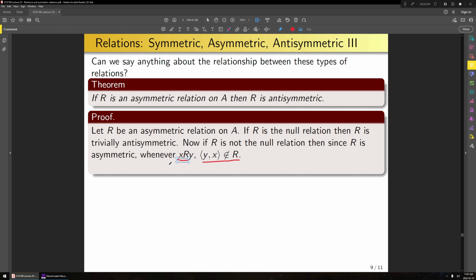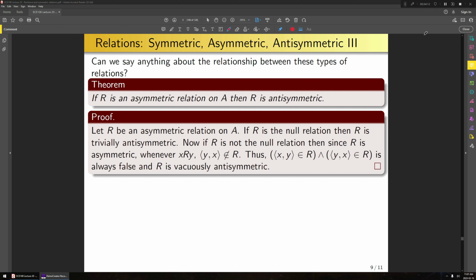Nevertheless, if I know these two things are true, it follows that this thing is always false. If X is related to Y and Y is related to X, that's never true, because if X is related to Y, then Y is not related to X. So if this one's true, this one's false, and if this one's also false, it's still false. Because of that, and the fact that in our definition of antisymmetry, if this is true then X is equal to Y, that implication is always true. Therefore, it's going to be vacuously antisymmetric.